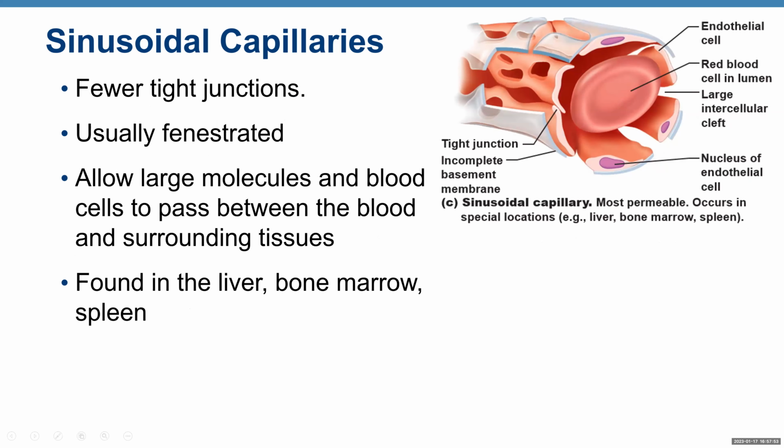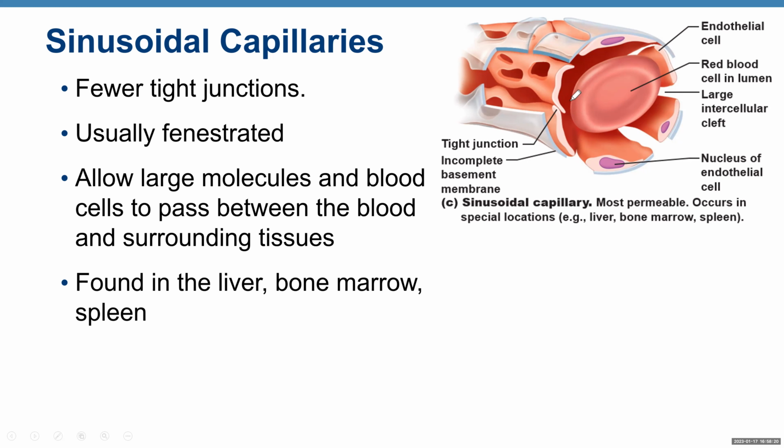And sinusoidal capillaries have fewer tight junctions, are usually fenestrated, and allow large molecules and even blood cells to pass between the blood and surrounding tissue. Now think about it. If your blood cells leave a capillary, that's bleeding. So where do you need blood cells to be able to leave capillaries?